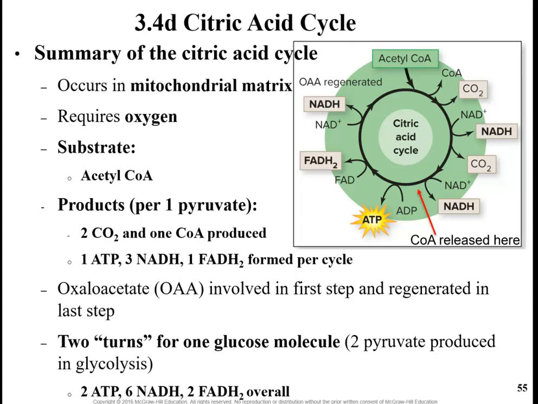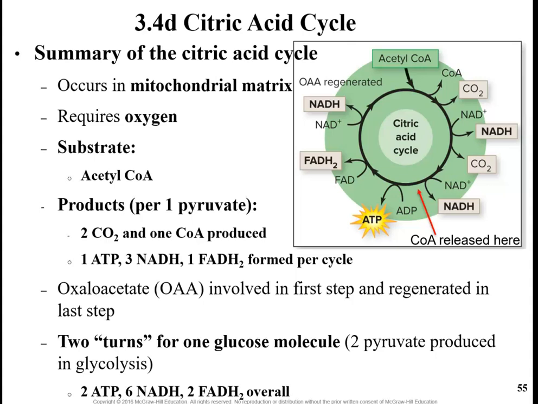And then you've got energy. You've got 1 ATP that's formed. You've got 3 NADH and 1 FADH2. Both of those will take electrons to the electron transport chain. You've got oxaloacetate involved in the first step and regenerated in the last step.